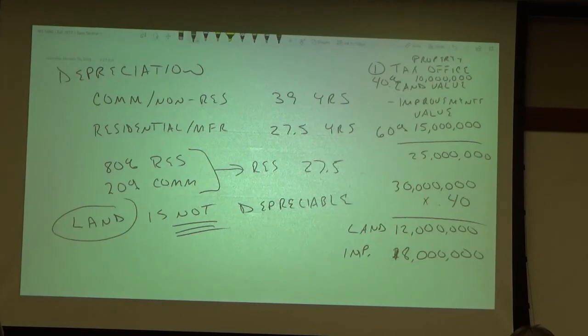Now, questions? Did I answer it or not? So basically what you were saying before, a block closer to the water, a block farther away, in that case it's almost probably better to buy the one that's a block away because it's going to have more improvement value. Well, once again, the tax office may not even view it that way. The tax office may be attributing more improvements value than they really should.